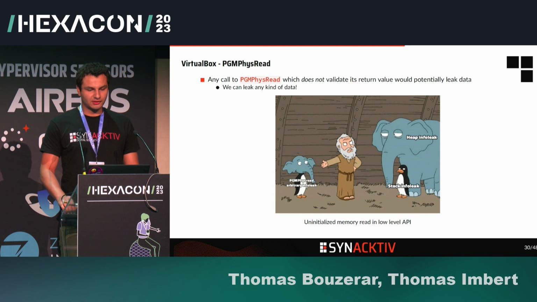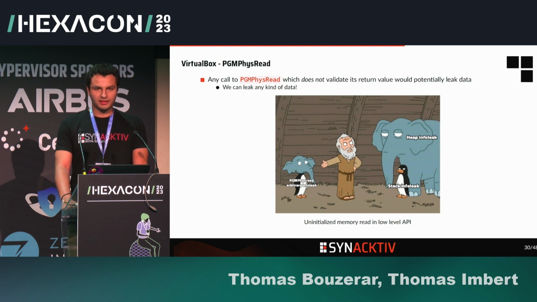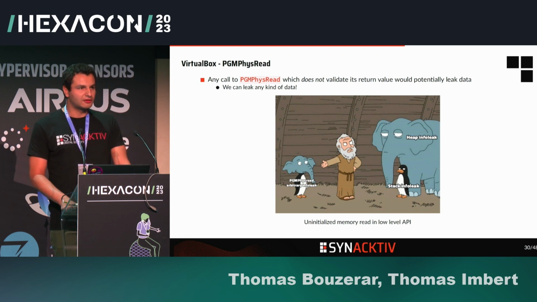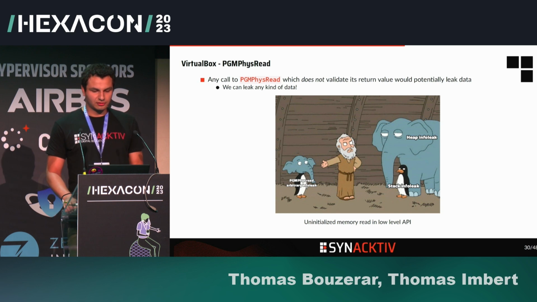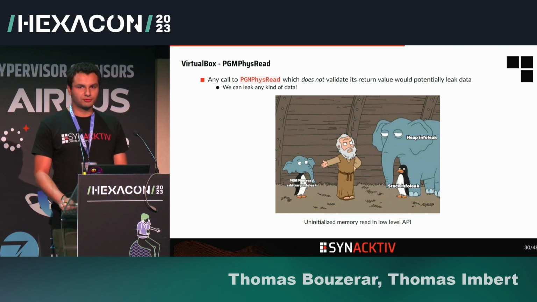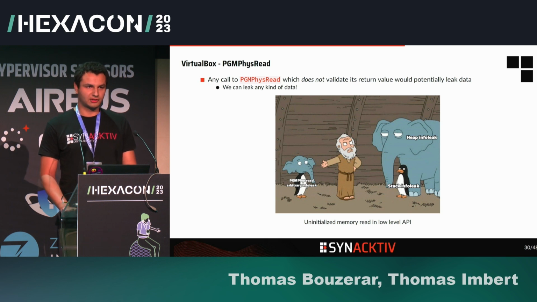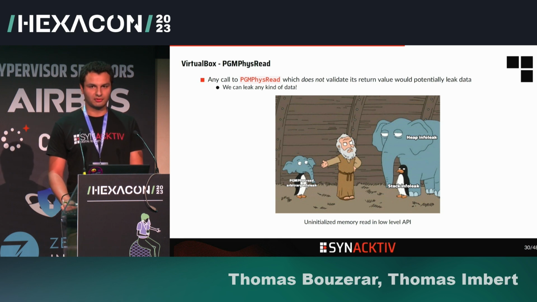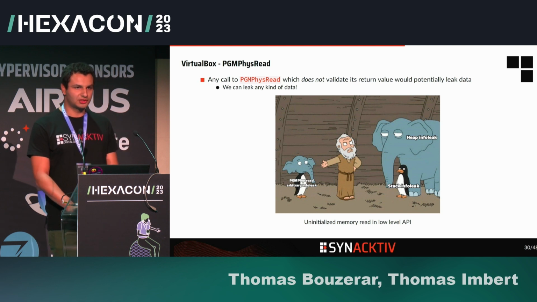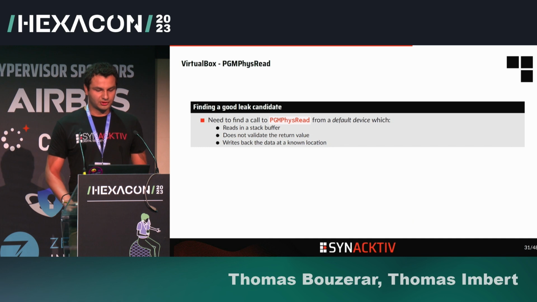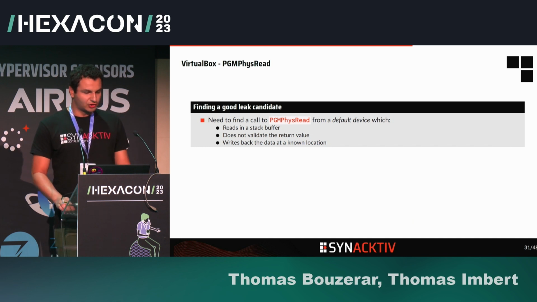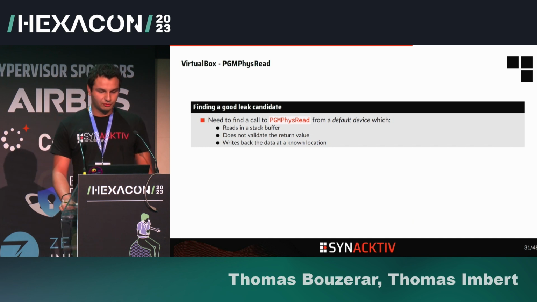If any call to PGM physRead does not validate the return value, we can leak any kind of data. So if PGM physRead tries to read into a stack buffer, we have a stack info leak, and if it reads into a heap buffer, we have a heap info leak. So that's a pretty strong primitive, and we can abuse it to get an info leak. But to do so, we now have to find a good leak candidate.